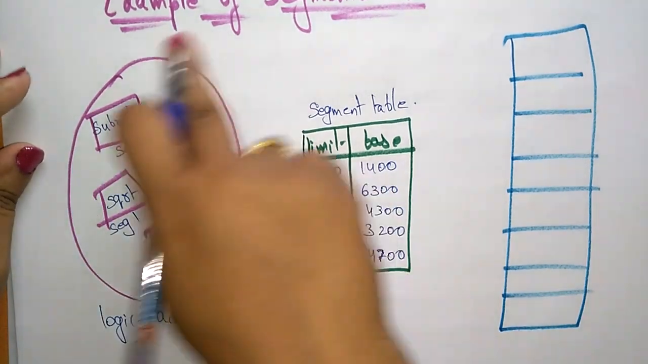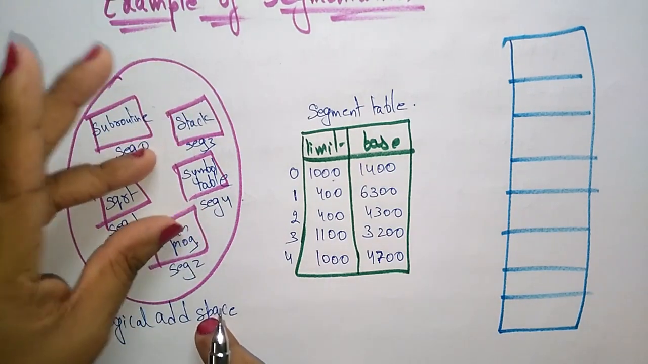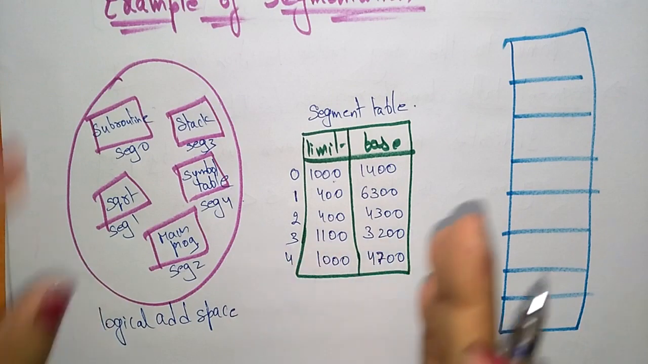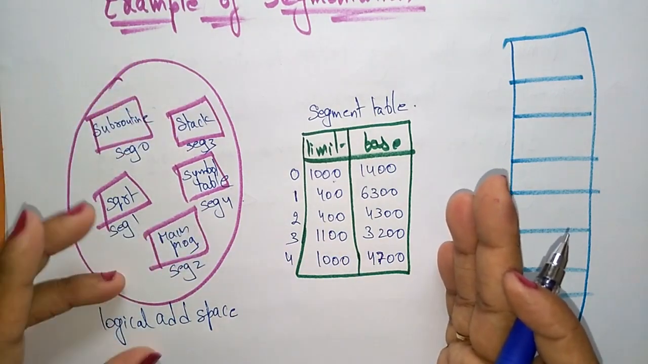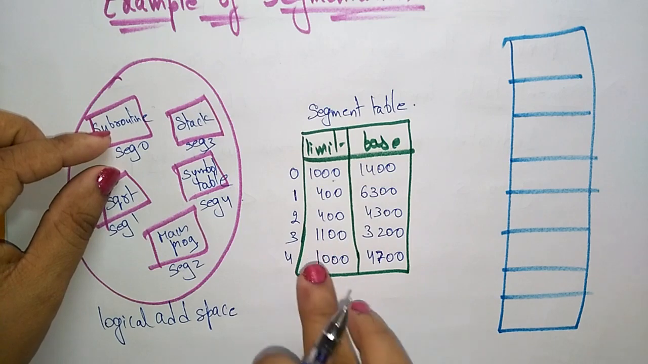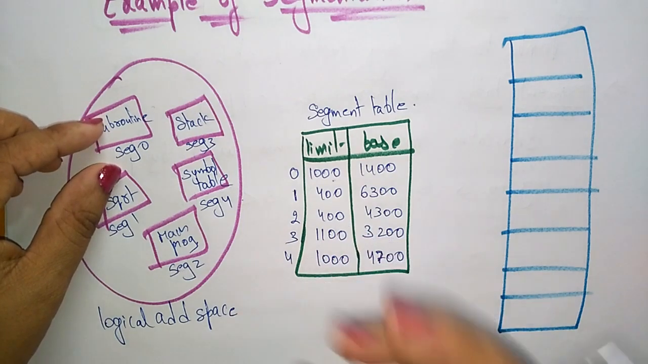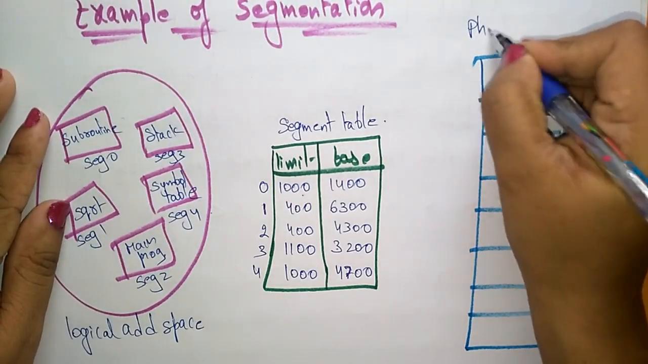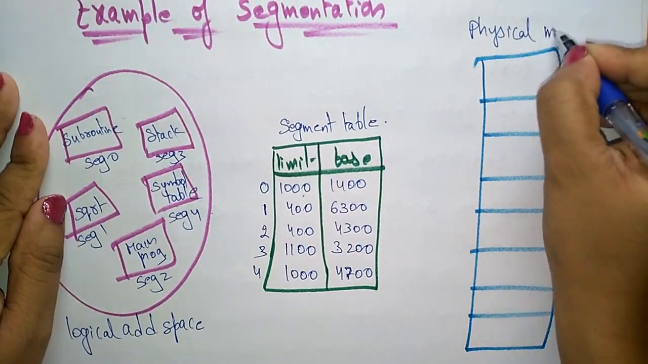This complete user program is divided into a set of segments. Whatever program I have written will be divided into a set of segments that will be stored in the logical address space. Each segment has some length, meaning the size of the segment, and its starting address. Now let us come to the physical memory and see how it is stored there.